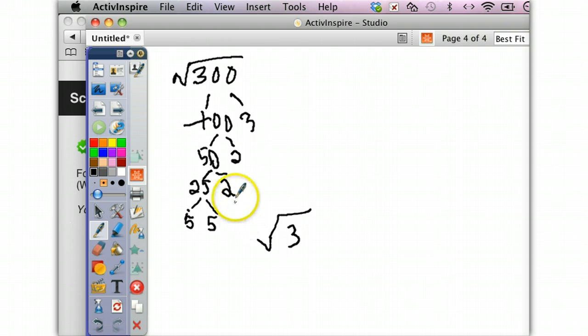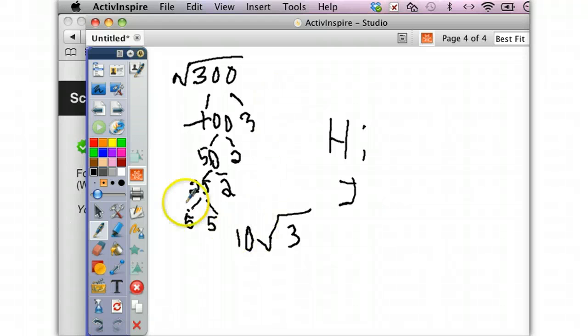So wherever you have two of them, it comes out as one? Yes. Yep, you got it. 10 root 3.